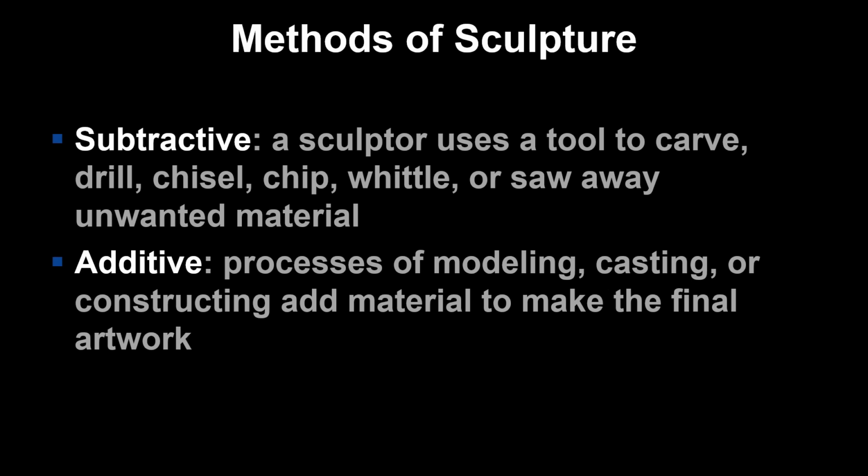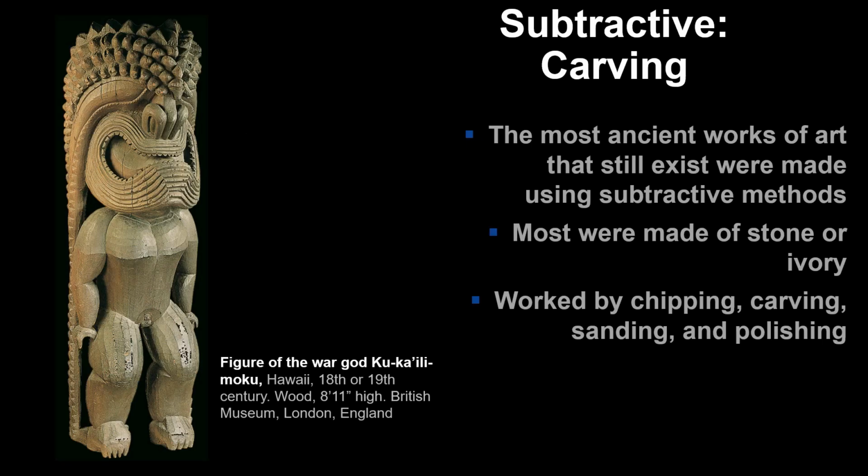So there are lots of different ways to make sculpture, but primarily we have what are known as subtractive and additive methods. In the subtractive method, a sculptor uses a tool to carve, drill, chisel, chip, whittle, or saw away unwanted material. Additive sculpture is made through processes of modeling, casting, or constructing. So you add material to create the image.